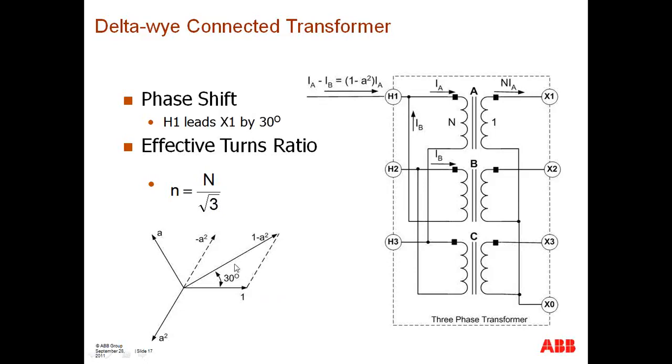The details still apply: the need to separate the two zero sequence networks, and an effective turns ratio that's higher by the square root of 3. This particular connection, where the delta is found on the high voltage winding and the Y connection is found on the low voltage winding, is typical of subtransmission or distribution step-down transformers.